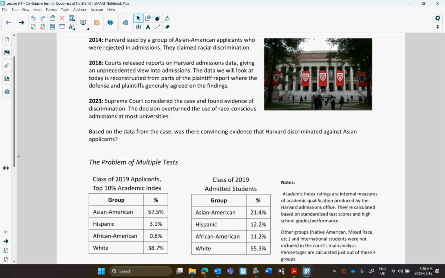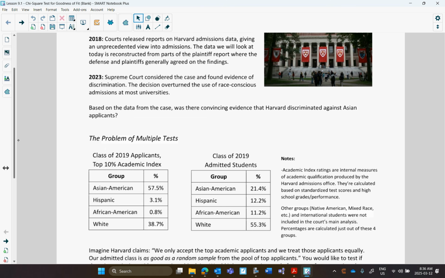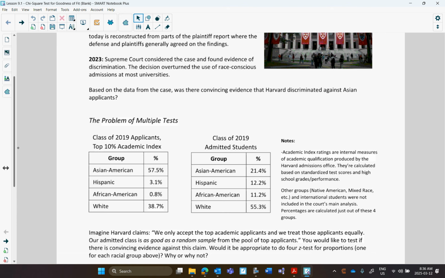Okay, so here's the data. And the question is, was there convincing evidence that Harvard discriminated against Asian applicants? You can see what we're likely going to do, because we see the phrase convincing evidence, which suggests some sort of test.